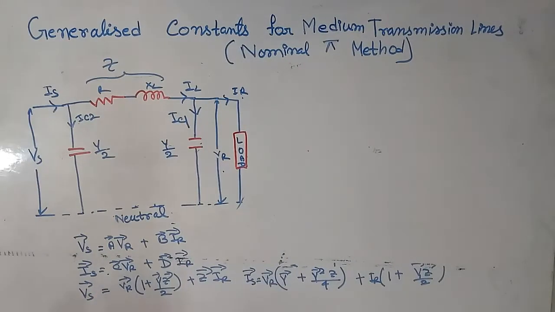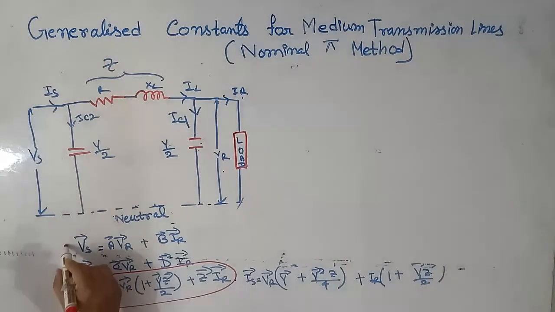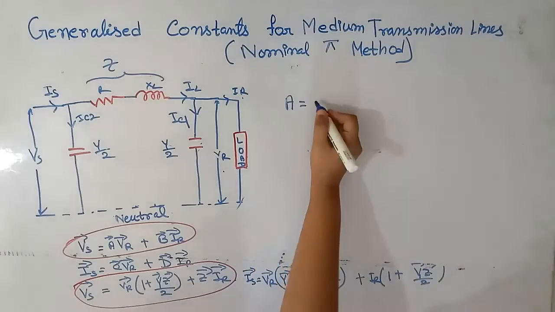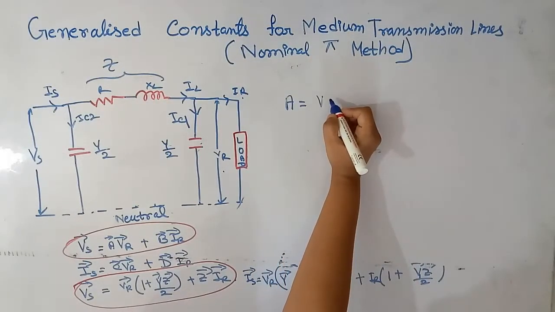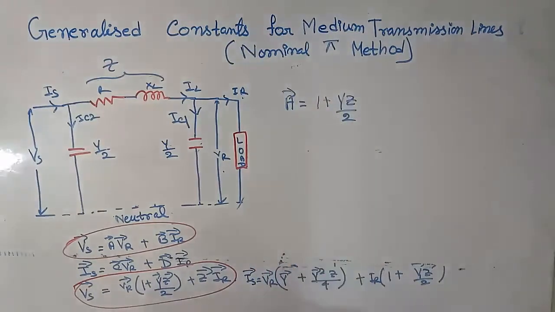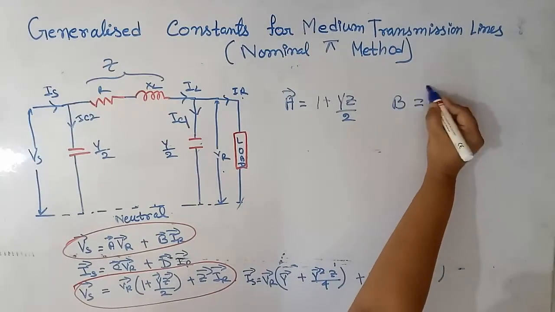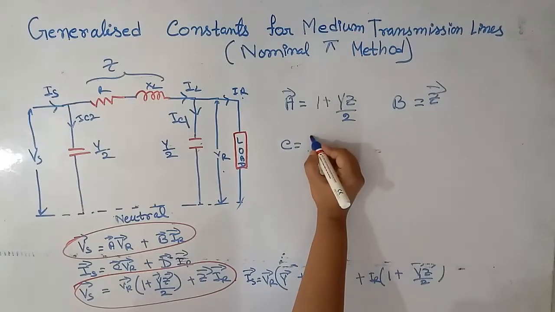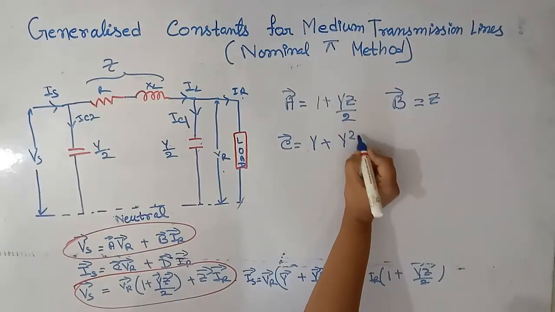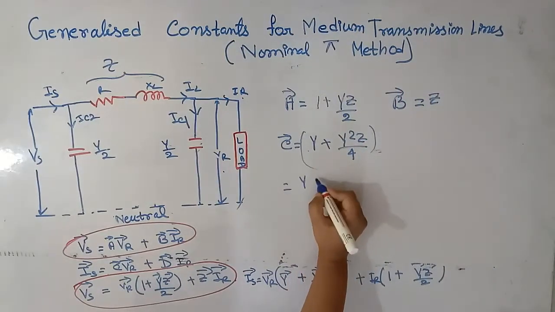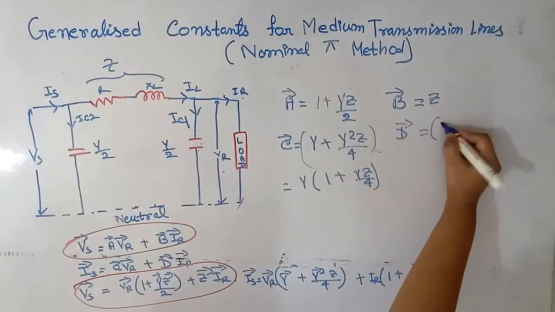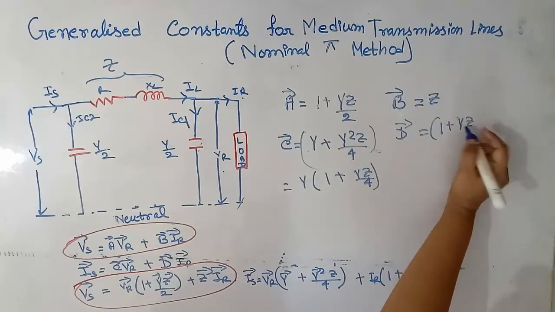Now comparing Vs with this equation, we get A equals 1 plus YZ by 2, B equals Z, C equals Y plus Y square Z by 4, or if we take common Y, then it is equal to Y times (1 plus YZ by 4), and D is equal to 1 plus YZ by 2.